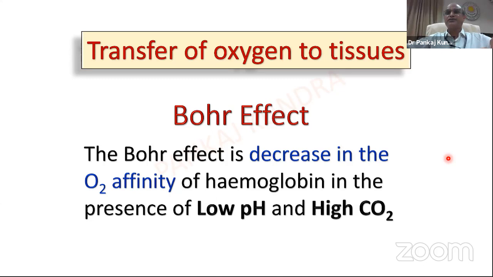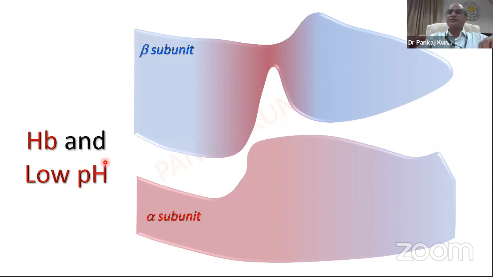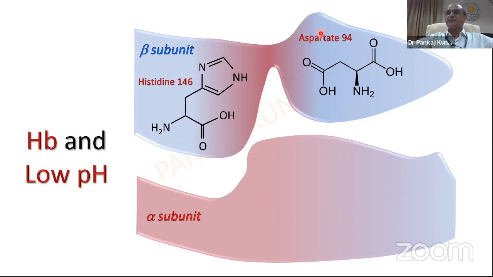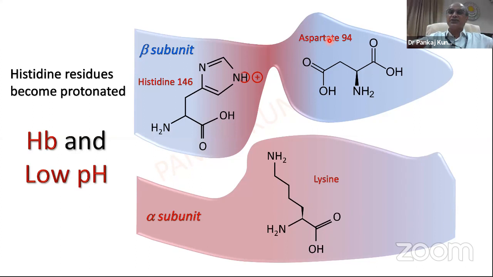How does it take place? So now I'm giving you a solution, an environment where the hemoglobin exists in low pH, where the pH levels are low. Now the hemoglobin, like I told you, has a beta subunit and an alpha subunit. If you look at the amino acids, the beta subunit has histidine and aspartate, while the alpha subunit has lysine. The importance here is that in low pH environments, the histidine residues become protonated, they become positive because of H-ions.